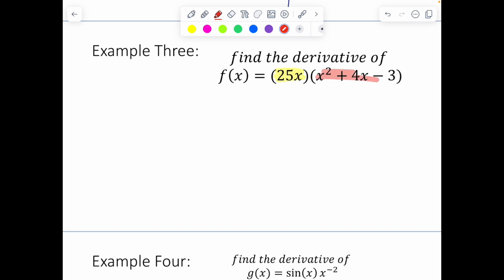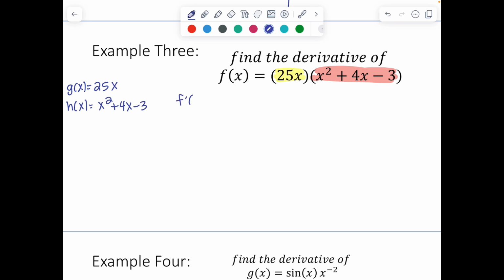So I'm going to highlight my two separate functions. Notice that the whole function is called f of x. So I'm going to call my pieces different things this time so that I don't have a double f of x. I'll call the first function g of x, and that'll be 25x. I'll call the second one h of x, so this will be 8x squared plus 4x minus 3. So those are my two pieces that are multiplying.